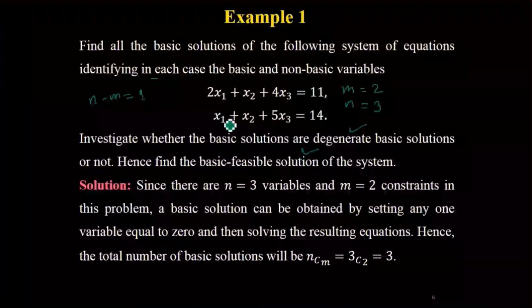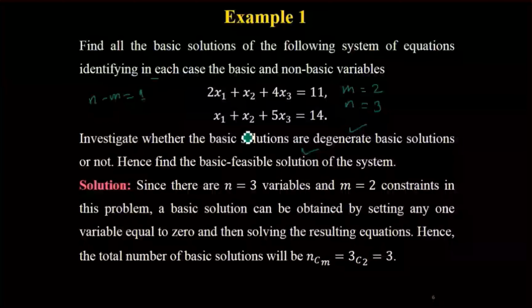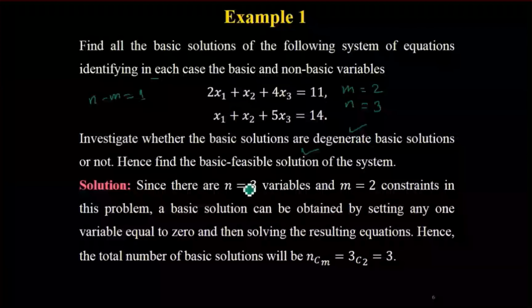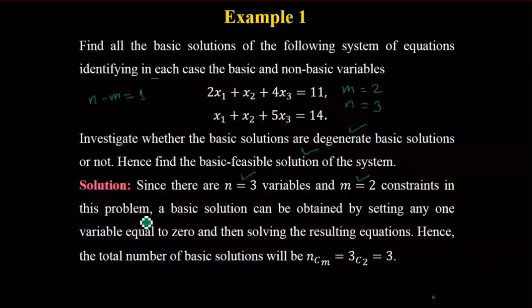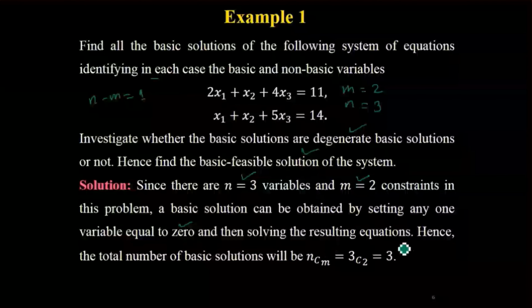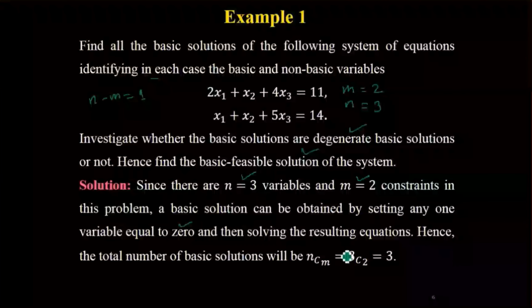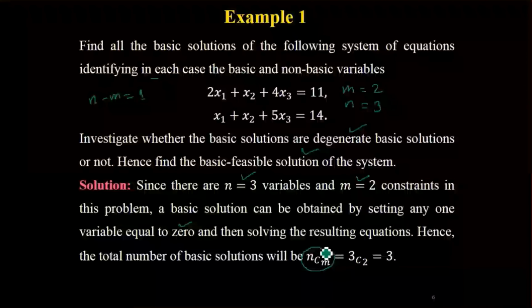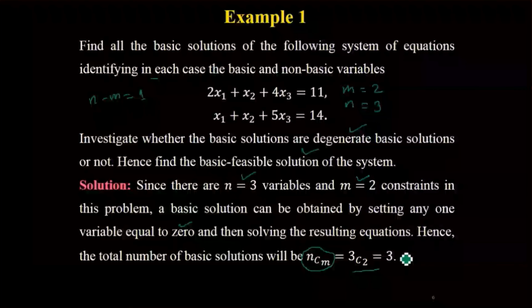Similarly, we will see all the combinations and find the basic solution, non-basic solution, basic variables, non-basic variables, and degenerate or non-degenerate basic solutions. In the solution we first write n = 3, m = 2. In this problem, a basic solution can be obtained by setting any one variable equal to 0 and solving the resulting equations. How many combinations will we get? nCm, that is 3C2, so 3 combinations.